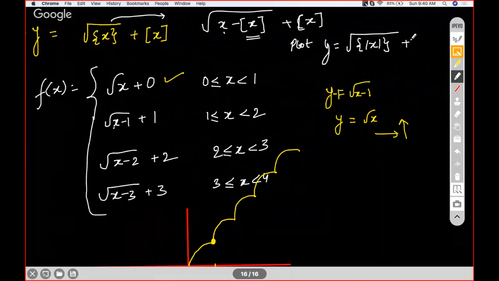Plus GIF of mod x. That's not fractional part, right? It's the GIF of mod x. Did I say by mistake fractional part? Sorry about that. So it's under root of fractional part of mod x plus GIF of mod x.